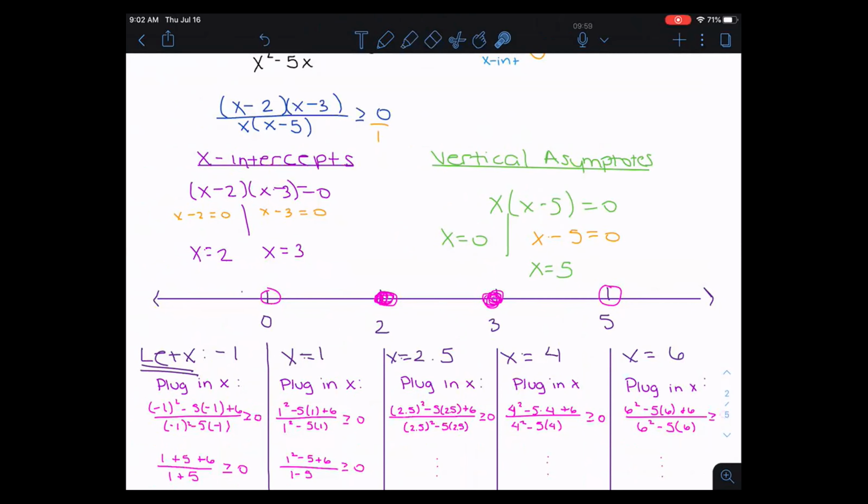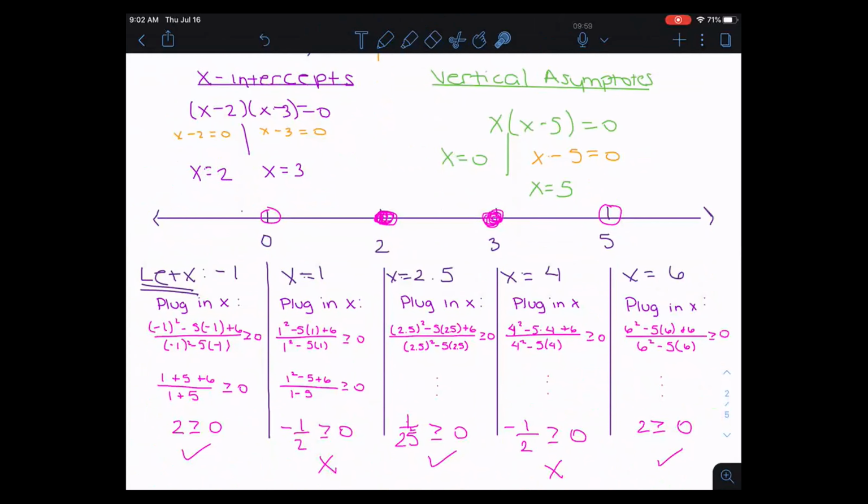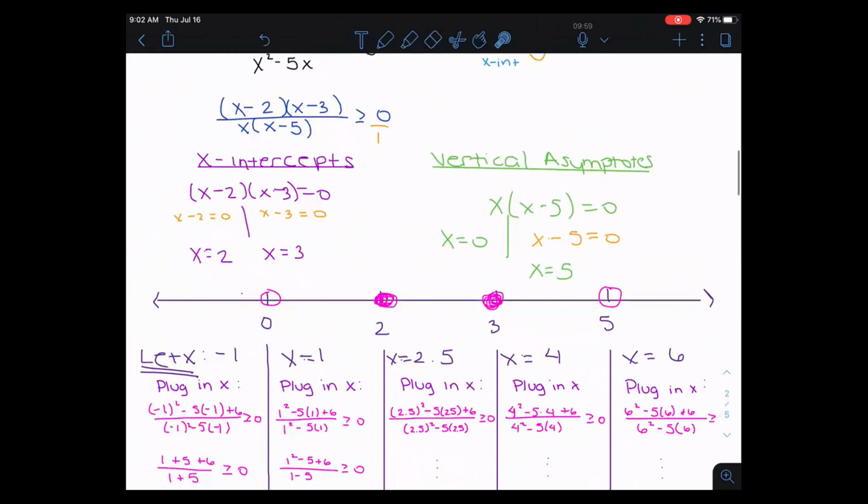But first let me do the filled-in circles. The question is, are the x-intercepts included? They are included only if there is a greater than or equal to sign. Since it can be equal to 0, our x-intercepts are filled in, because at that point, our y is 0. At the vertical asymptotes, remember that's a line the function is never going to touch, so those points are not going to be included. So that's how you can identify what's filled in and what's not filled in.